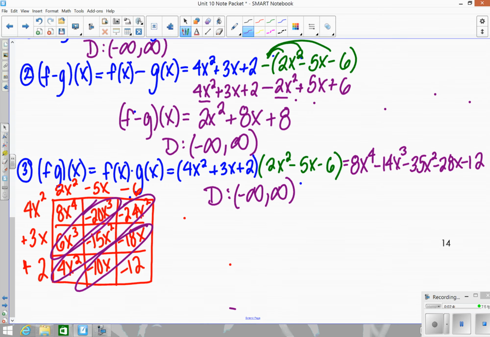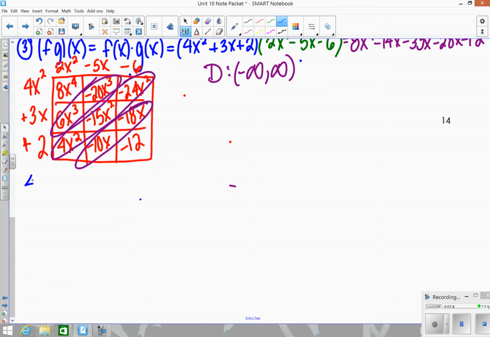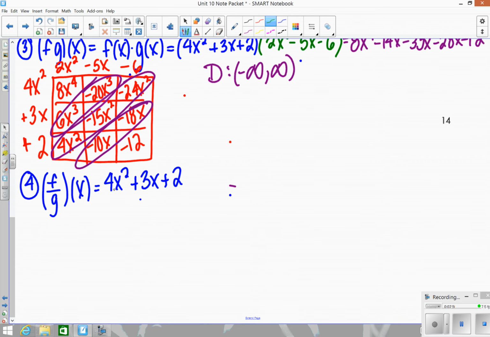And then the last one here, we have division. So we have f over g of x. So f of x, we have 4x squared plus 3x plus 2 over g of x, 2x squared minus 5x minus 6. And if we could, in order to reduce this, what we would do is factor the top and factor the bottom, and see if we have any common factors. But I've already tried this and it doesn't factor.